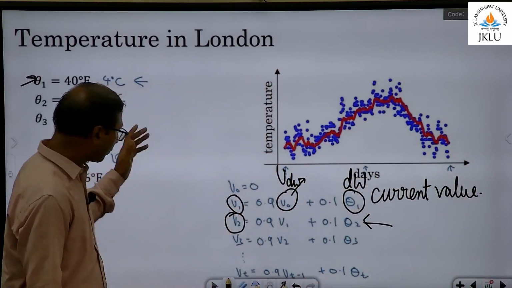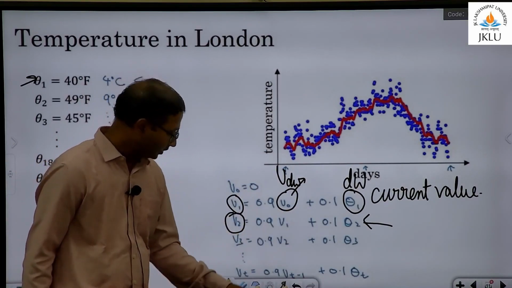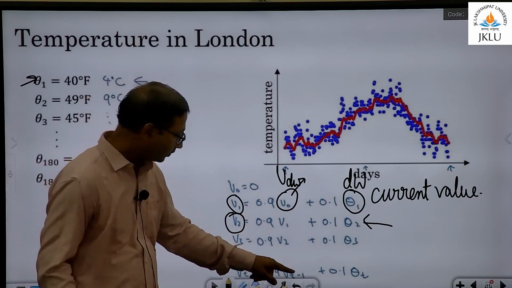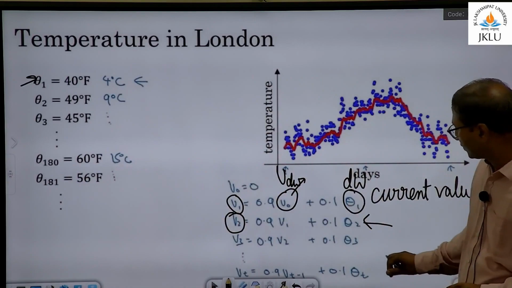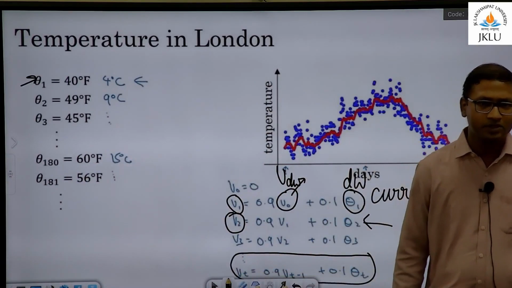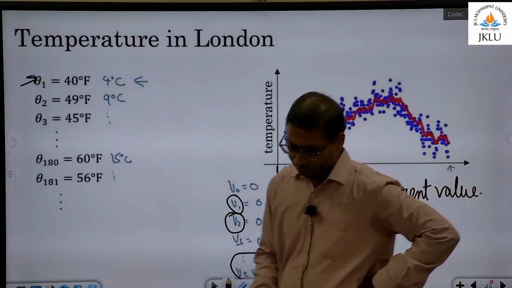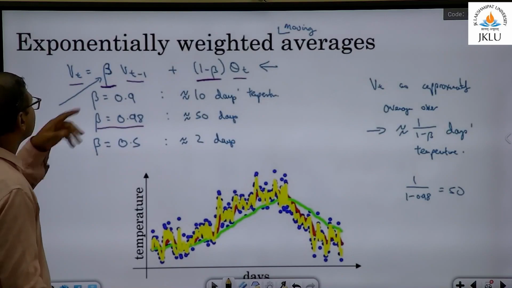Okay, keep on doing this. You will be able to write Vt as 0.9 times Vt minus 1, that is coming from previous, plus 0.1 times the current. Is this equation fine? There is nothing special here, this should be fine. Is this okay? Right. Now, so this is the equation you get.